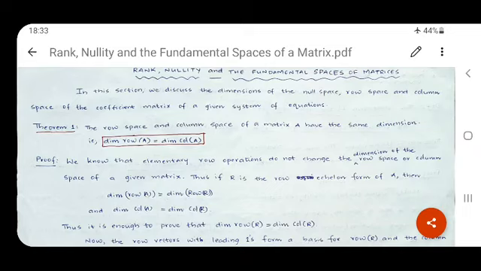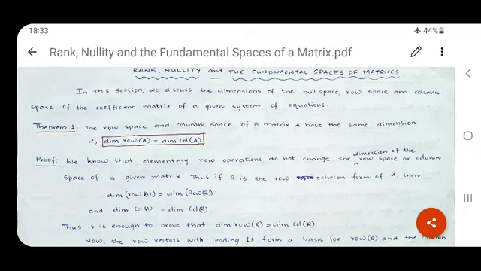Today we discuss the rank, nullity and the fundamental spaces of a matrix. In this section we discuss the dimensions of the null space, the row space and the column space of the coefficient matrix of a given system of equations. These dimensions are respectively the nullity, rank, etc.